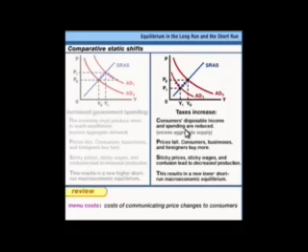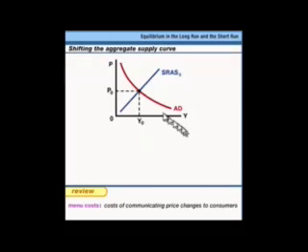We start with a situation where we've got aggregate demand and short-run aggregate supply, and we have macroeconomic equilibrium in the short run occurring where the two curves cross. So here's P0, the original price level, and our original gross domestic product, Y0.